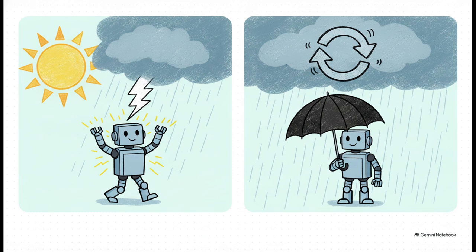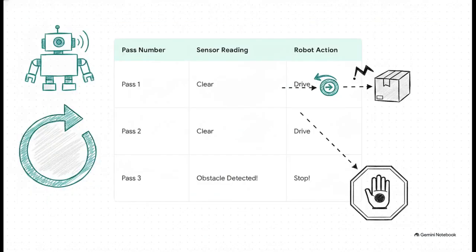That's our crashing robot. But putting that if statement inside a loop, that's like looking out the window to check for rain every 5 minutes all day long. You are constantly updating your information based on the current reality of the world. Let's walk through this execution pass by pass to see how our new flexible program flow actually works in practice.